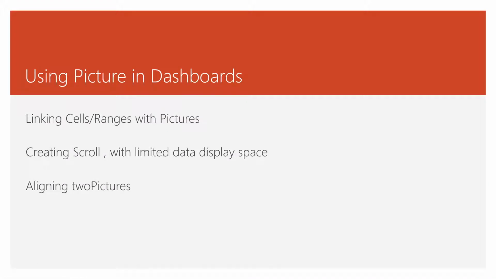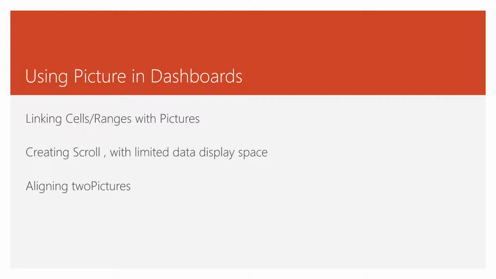We are going to use a picture in the dashboard, and that picture will be linked with cells and ranges, so it will pick up not only the data but also the format of the cells, and that will be displayed in the dashboard. After that I will talk about how to use scroll when you have a limited display for the data in the dashboard. So the user can scroll through the table or the data lines.